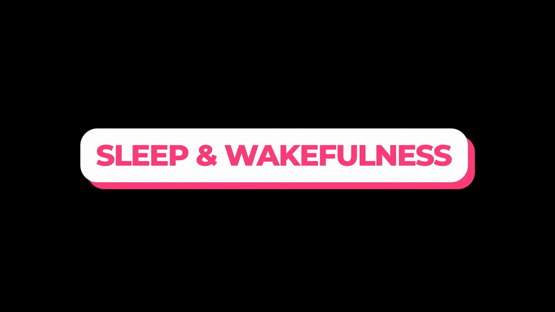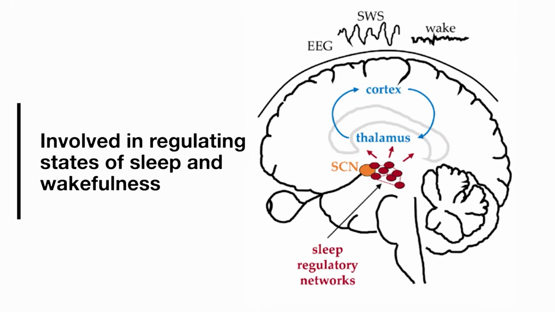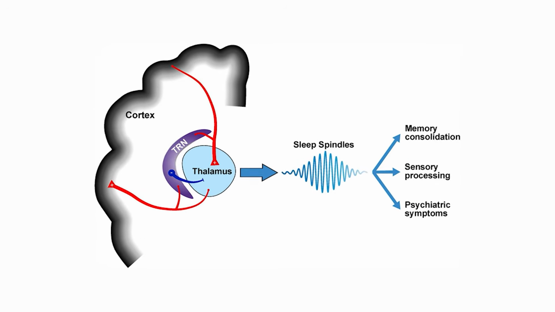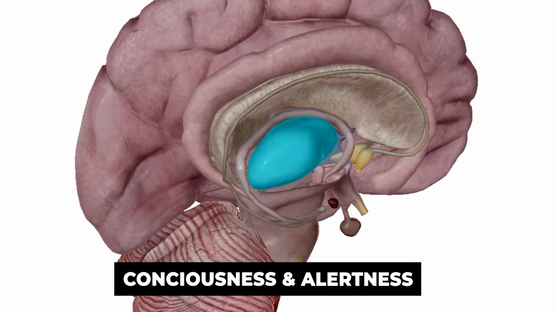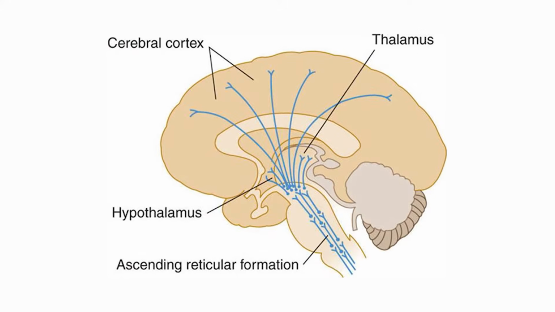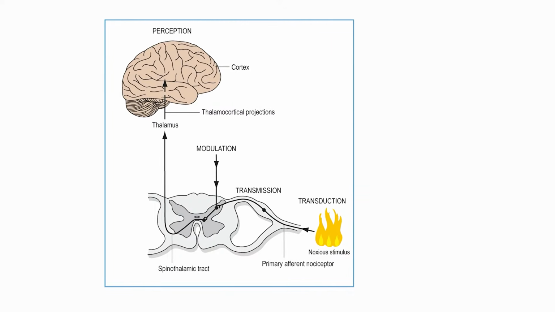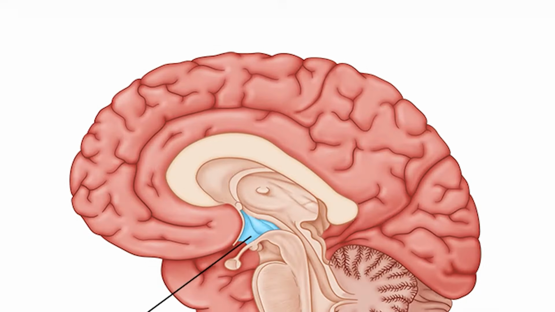Sleep and wakefulness. It's involved in regulating states of sleep and wakefulness. The thalamus plays a role in controlling the sleep spindle activity during the sleep cycle. Consciousness. The thalamus contributes to consciousness and alertness, particularly through its connections with the cerebral cortex and the reticular formation in the brainstem. Pain perception. The thalamus is also involved in processing pain signals and can modulate the perception of pain.